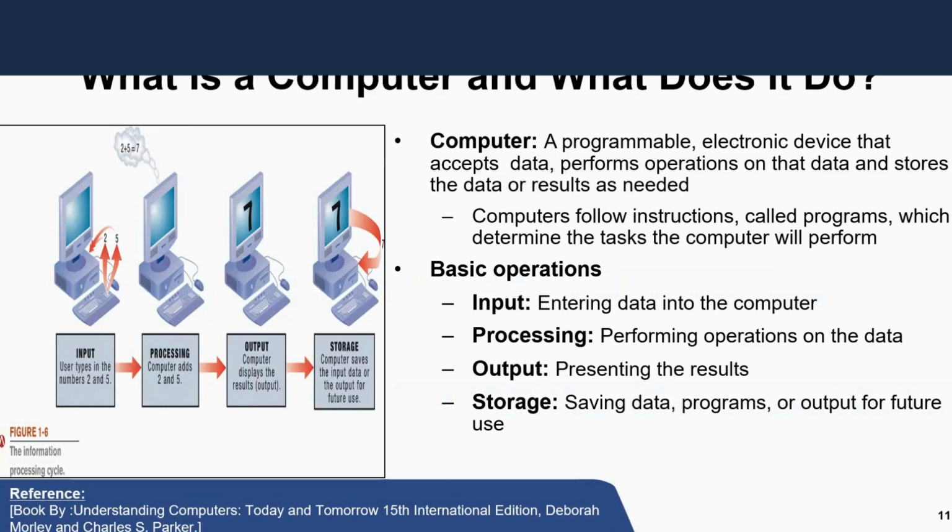Now, if we look at a more detailed spectrum what a computer can actually perform, the basic operations a computer can perform are only three to four things. One is input. It will allow you to input some data, some information. Second is processing. It needs to process some information, and it will display the result in the form of a computer screen or in the form of a printout. And the fourth and last thing is that it can be used to store information.